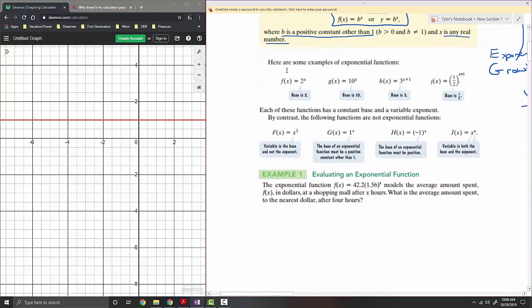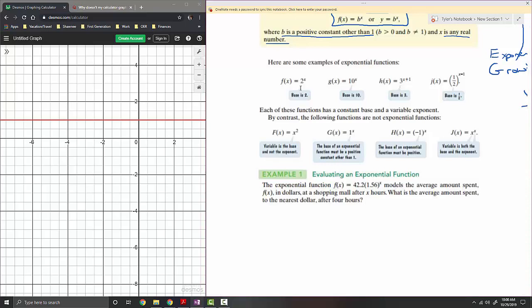So here are some examples of exponential functions. This first one, we have a base of 2, base of 10, base of 3, base of 1/2, right? So notice in all of these you have a constant as your base, and of course we meet our conditions for the base. The base is not 0, and also the base is positive in all these cases. And then we're raised to some variable exponent, right? So that's important.